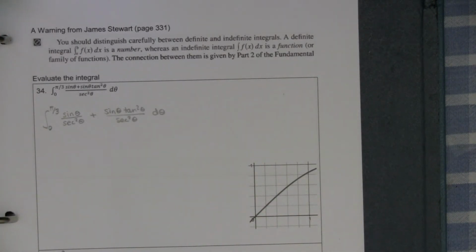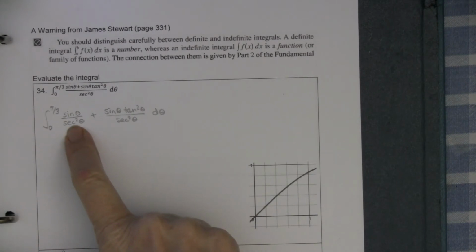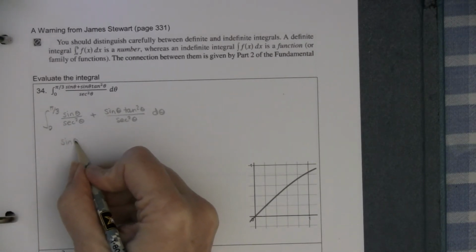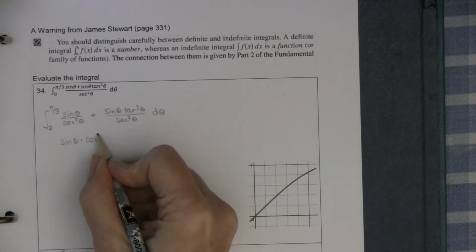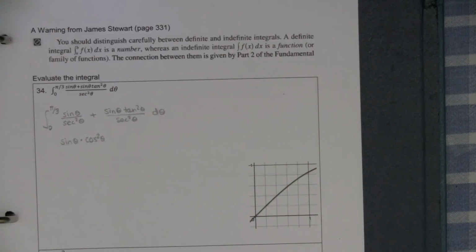Secant is 1 over cosine, right? If I converted this into cosines, this would be 1 over cosine. And then do you agree that this would become the sine of theta multiplied by cosine squared theta? That's not something I'm going to be able to find the antiderivative of, so I feel kind of stuck there. That wasn't a helpful thing to do. Can you think of anything I could do?